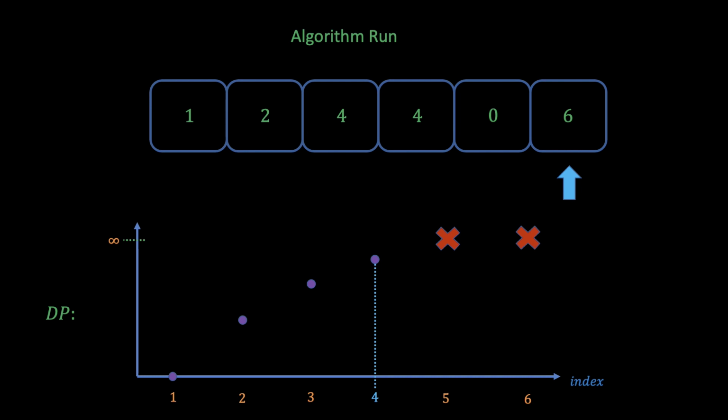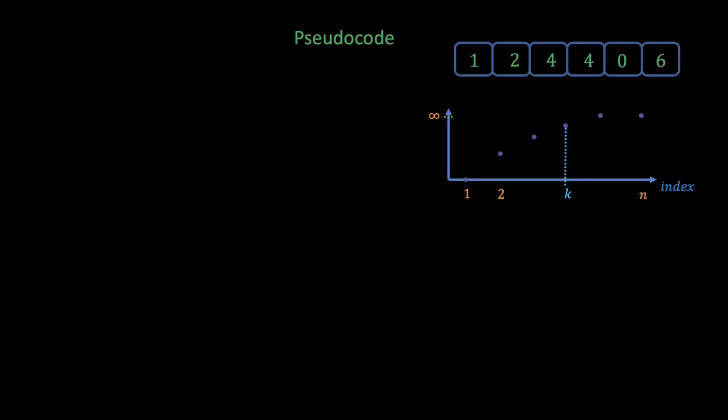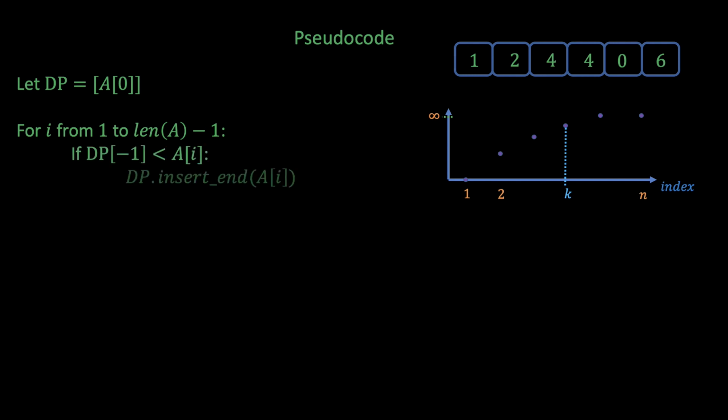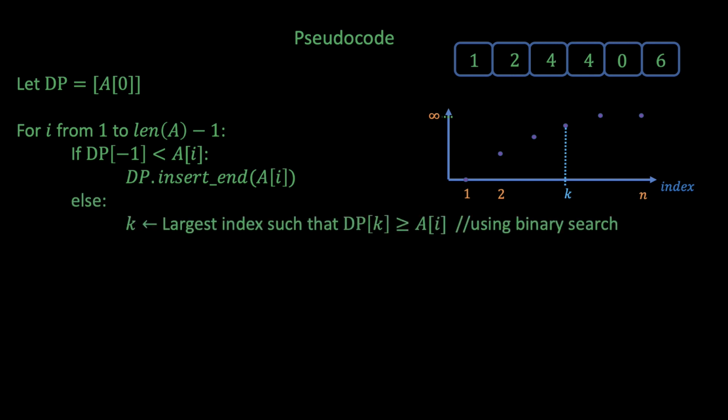Here's some pseudocode to implement this. We first start by setting dp to the first element. Then we loop i from 1 to length of a minus 1, and if the last element of dp is less than ai, then we insert ai to the end of dp, representing the infinity case. Otherwise, we binary search in dp to find the index where dp k is bigger than or equal to ai, and set dp k equal to ai. Finally, we return length of dp as the longest increasing subsequence of a once the loop terminates.